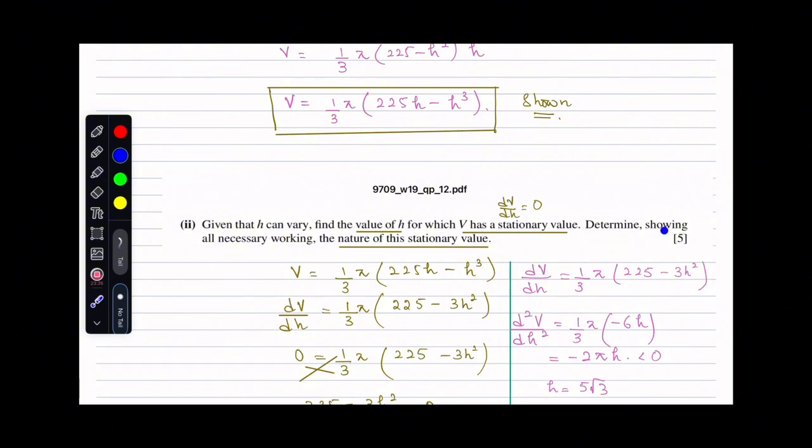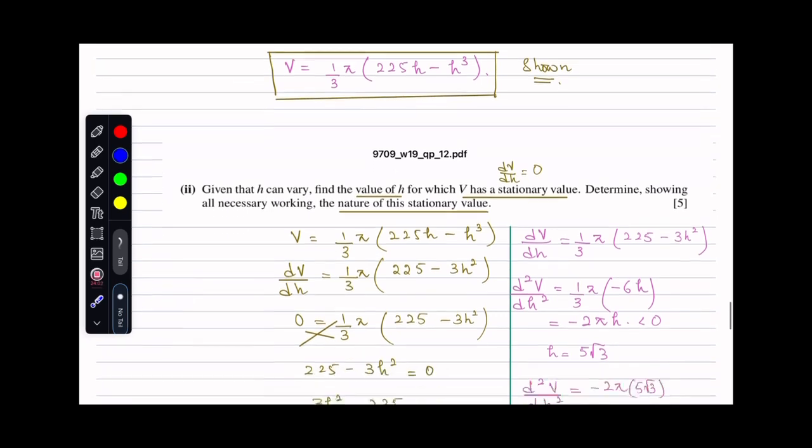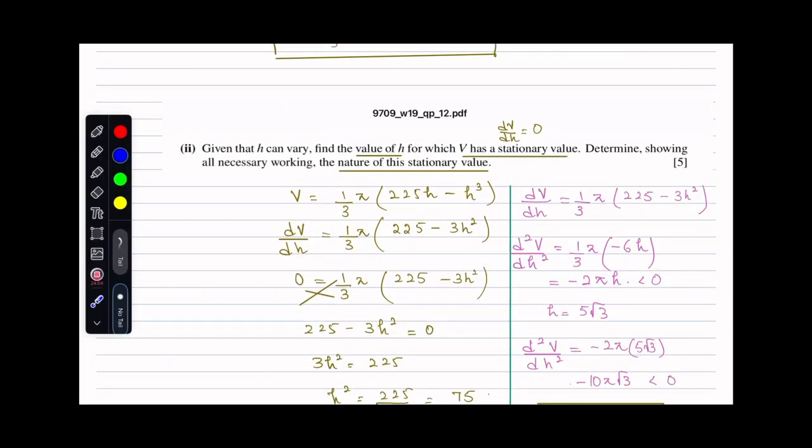Second part, determine, showing all necessary working, the nature of the stationary value. So nature means I should be finding the second derivative. If my first derivative was 1 by 3 pi times 225 minus 3h square, then from here the second derivative becomes pi by 3, 225 gets eliminated, minus 3h square means it's a negative 6h. 3 times 2 is 6, and then h. So this then becomes negative 2 pi h, which is less than 0.